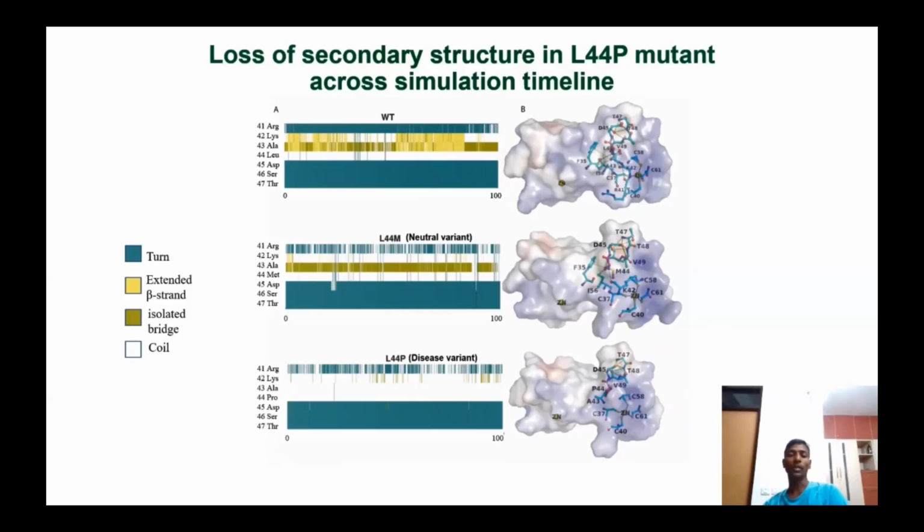In the interest of time, I won't be presenting the other analysis, but in short, we were able to show that this particular pipeline can be utilized for in silico rapid analysis of the point mutations.